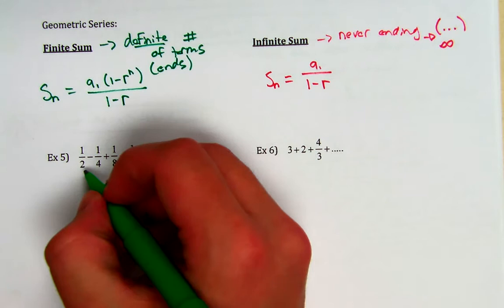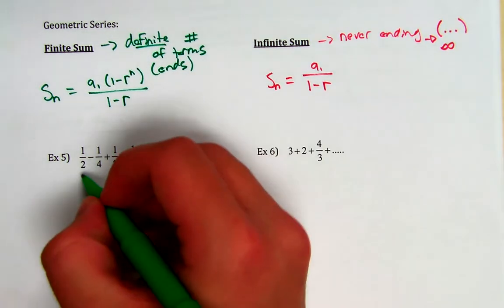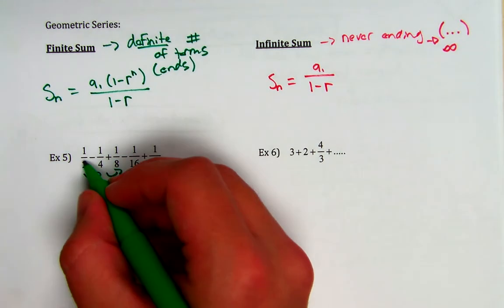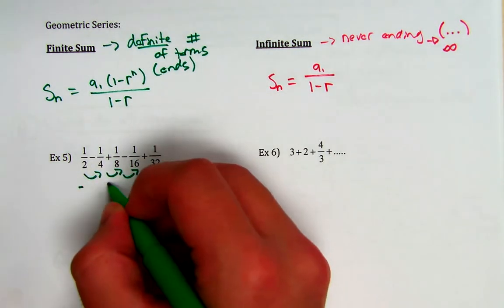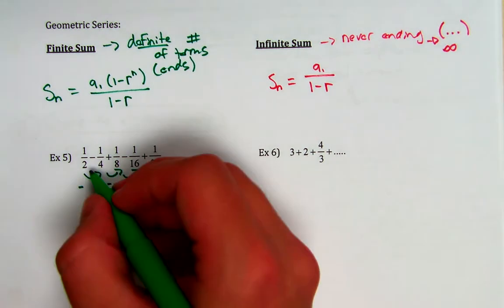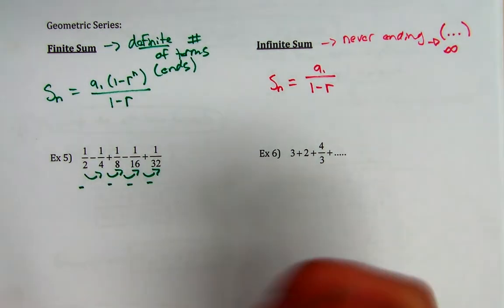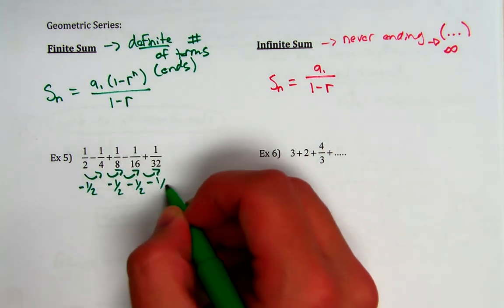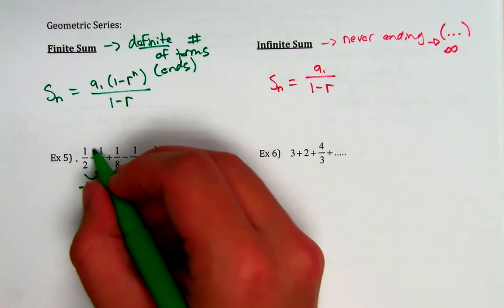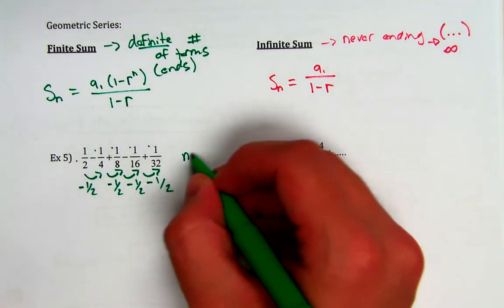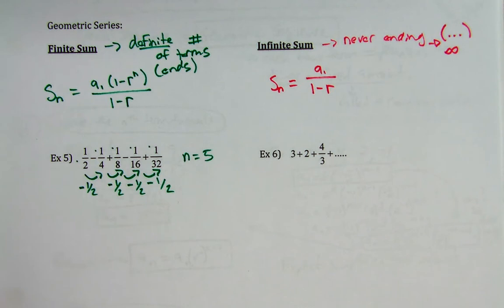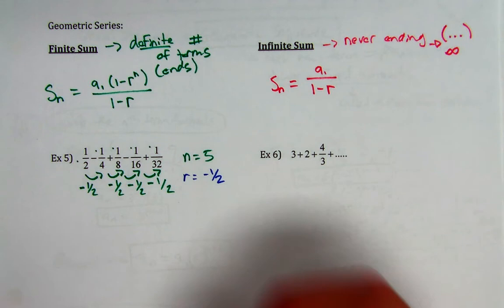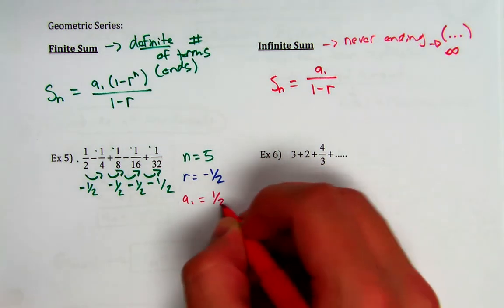Alright, so let's do 2 examples and be on our merry ways. So first thing to note would be what kind of series this is. Well, how do I get from each term to the next? Looks like I'm alternating, so I know I need a negative. Looks like I'm multiplying 2 on the bottom, so I'm probably multiplying by 1/2. Negative 1/2 here. Well, I've got 1, 2, 3, 4, 5, so n equals 5 terms. I've got r equal to negative 1/2, and I know a1 is 1/2.